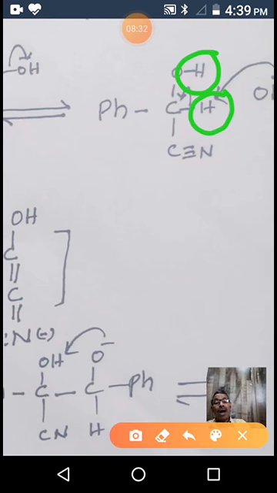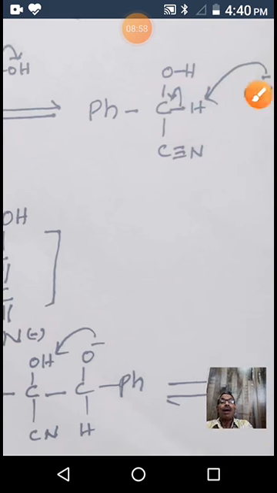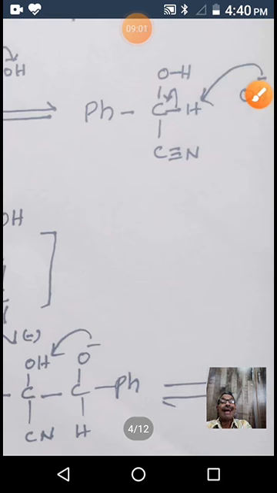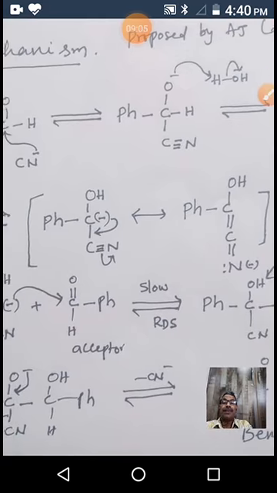The hydrogen attached to the O is less acidic than the hydrogen attached to carbon. Why? Because if this hydrogen goes as H plus, the resultant carbanion is more stabilized by resonance. That's why this hydrogen is more acidic in nature, and that's why this hydrogen goes as H plus to hydroxide ion. Hydroxide ion attracts this proton, resulting in this type of carbanion.